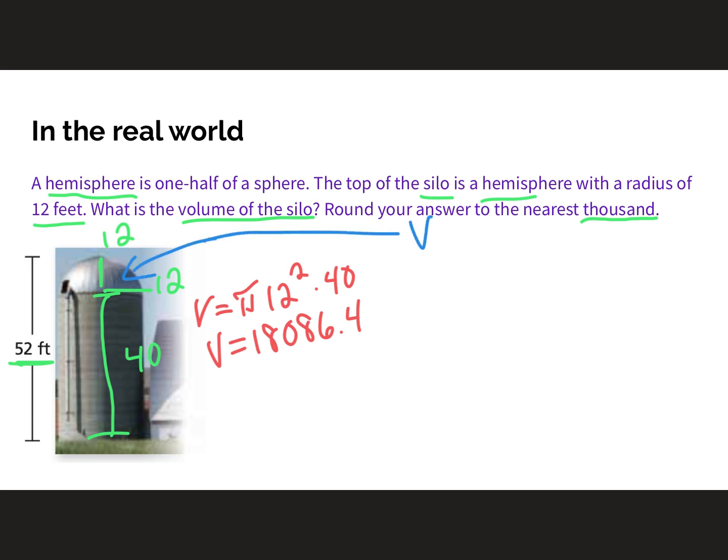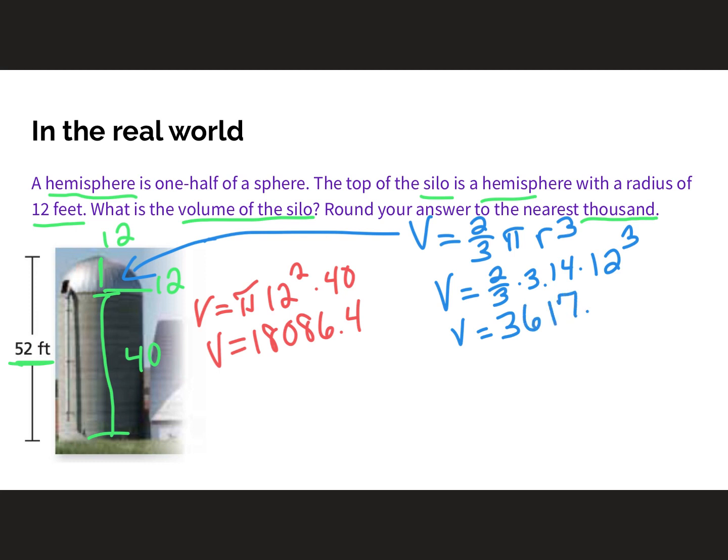So then we go to our hemisphere part right here. Our volume, again, is 2/3 pi times our radius cubed. So again, that's going to be 2/3 times 3.14 times 12 cubed. Put that entire thing into your calculator. So that gives me 3,617.28.